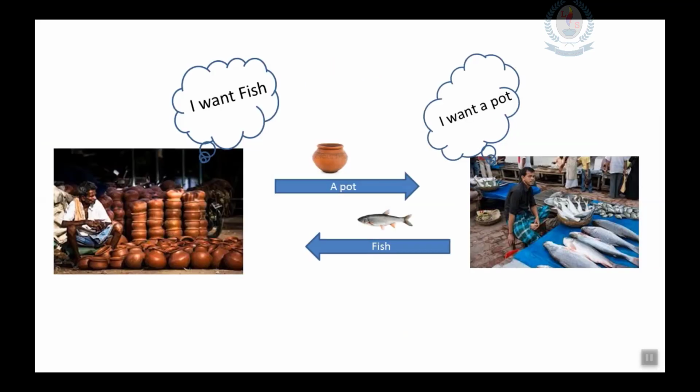Look at this example, fish seller and the pot seller. The pot seller here has excess pots. The fish seller is also the same, he has excess fish. Now the pot seller is waiting for fish and the fish seller is waiting for a pot. Now these two persons can exchange things for one another. Instead of a pot, he is giving fish. This is called the barter system. Here no currency is used.